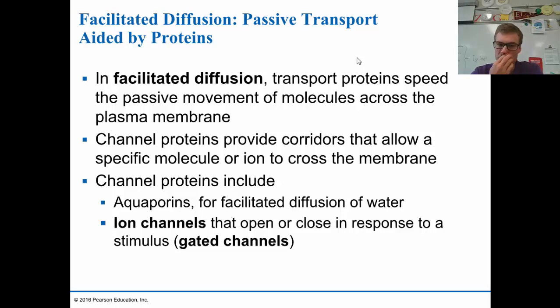Aquaporins, remember, are the specific ones that help with the diffusion of water. There can also be ion channels that open or close in response to a stimulus, which can sometimes be called gated channels. We will talk more specifically about gated channels when we get to our discussion of the nervous system later in the year.